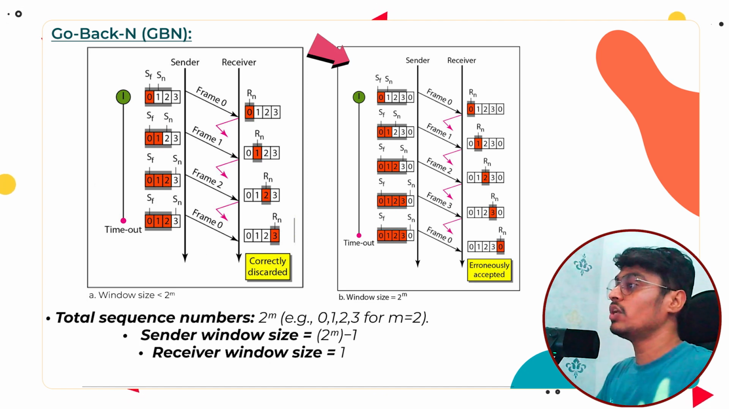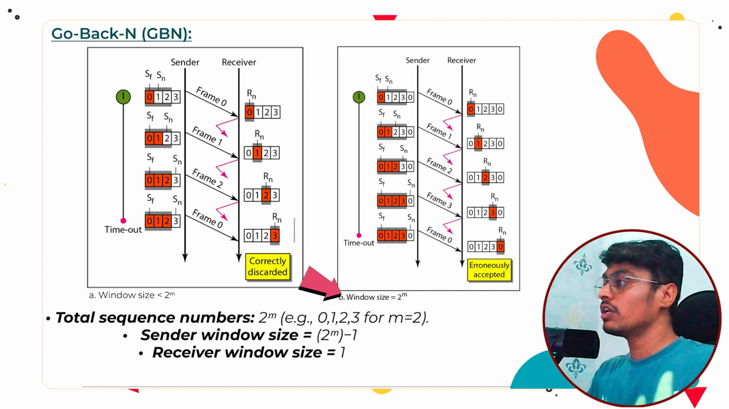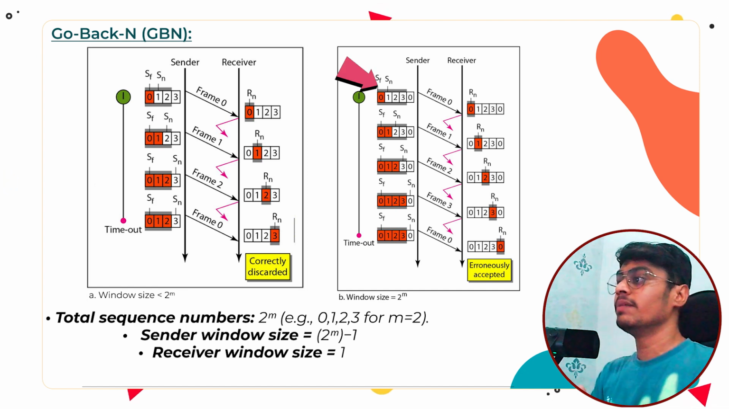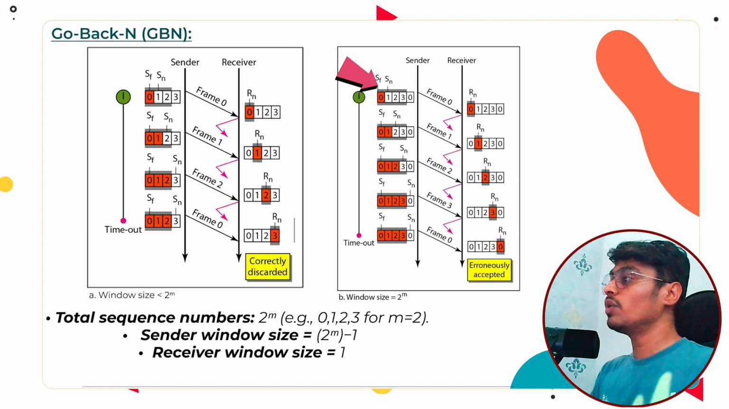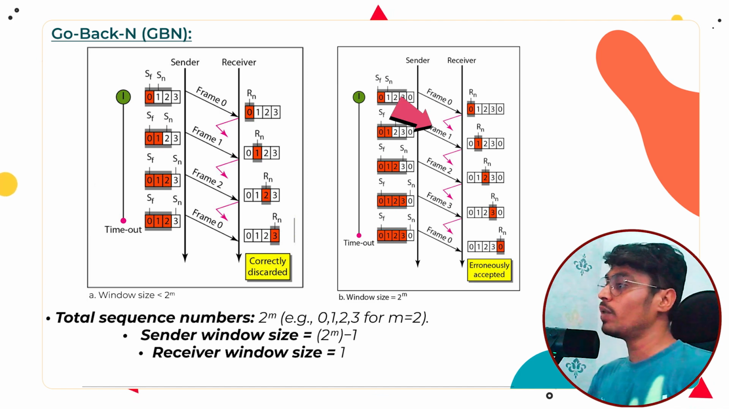But look at this scenario. Here I took the window size equal to 2 power m. I took the window to include frame 0, 1, 2 and 3. That's 4 frames, which equals 2 power 2. But let me explain why this creates a problem. We send 0, 1, 2, 3 together.